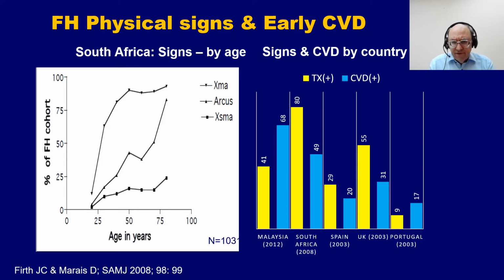But where we have surveys looking at prevalence data at different times, there does seem to be a slight reduction in the prevalence of tendon xanthomata with the years. Now, is that ascertainment bias or is it a change in biology? No one really knows.